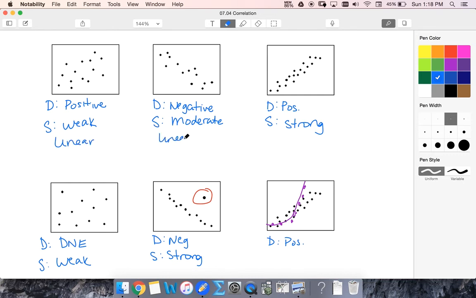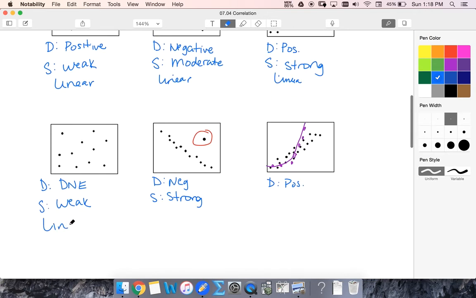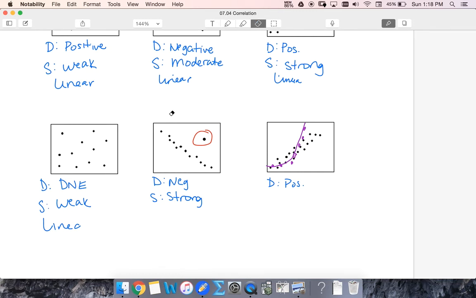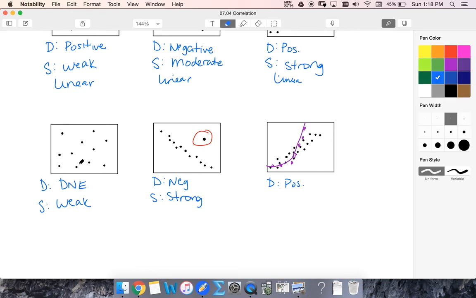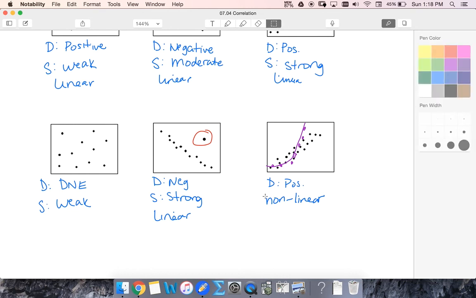So linear, linear, linear. That one's neither. That's not a line, that's not a curve. And that's again because there's no connection. Linear. This one is non-linear, if we look at the purple. So maybe I should change that to be purple.